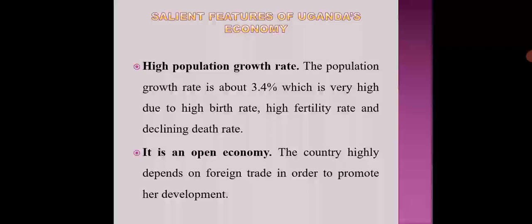It is an open economy. The country highly depends on foreign trade in order to promote her development. So it is an open economy, and the country actually depends on foreign trade, and that's why it is open. So for it to promote development, of course, we need to trade foreign. So we are able to trade, to export and import.